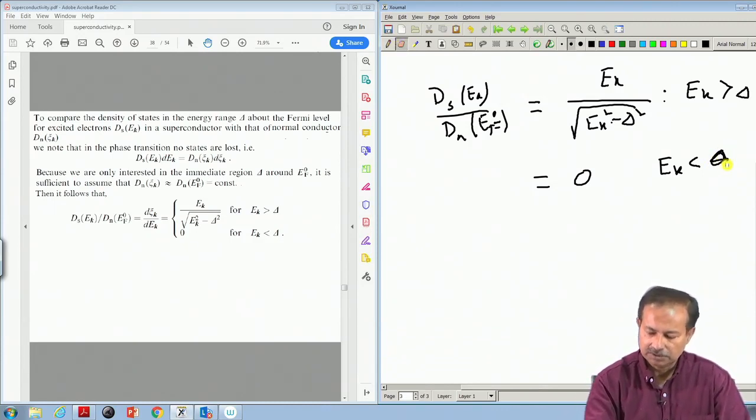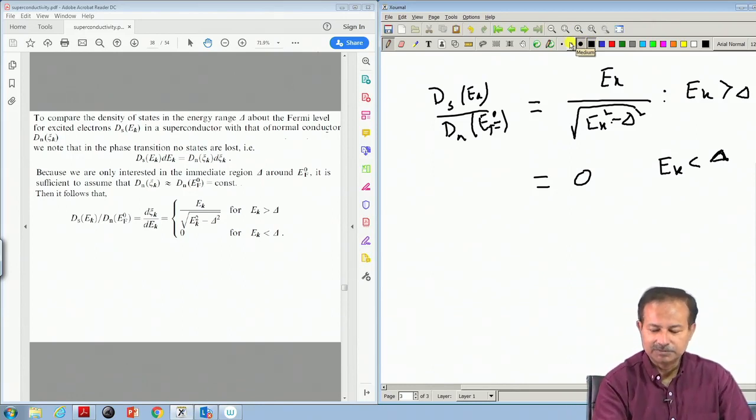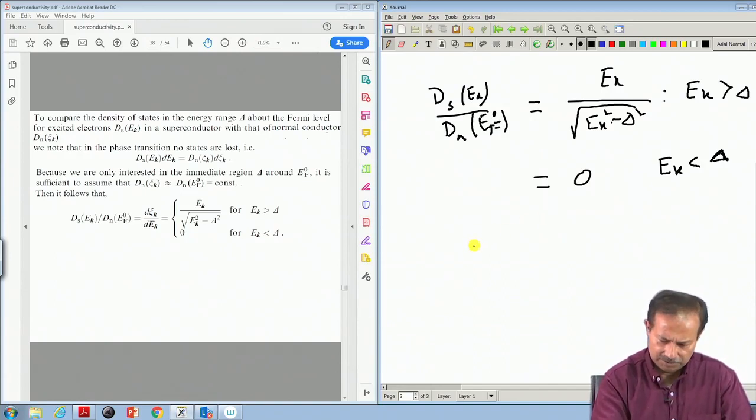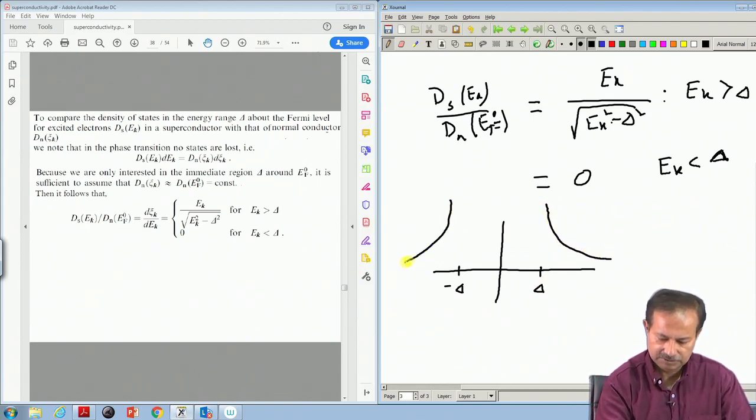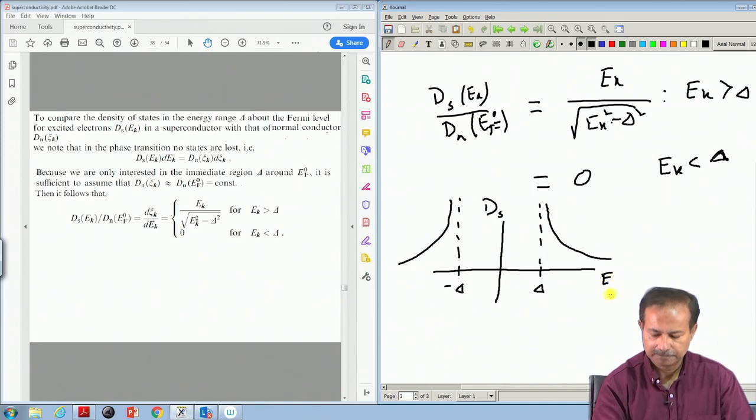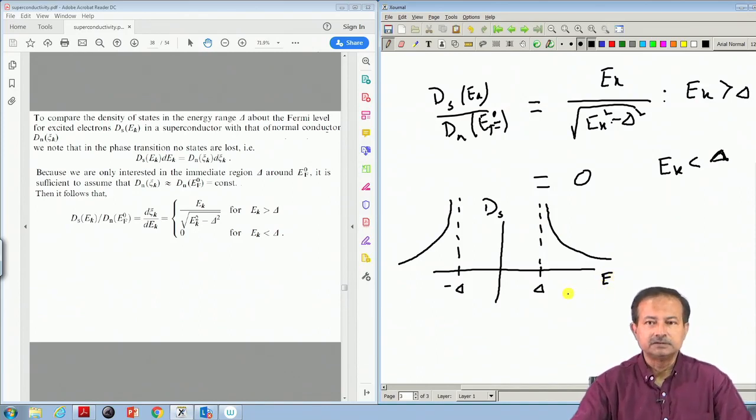So, that is the result that you have from the density of states. How does it look? Well, you can immediately see how it looks. It has a huge pile up at minus delta and plus delta, and that means the density of states is like this. D s versus E, and that is the density of states.